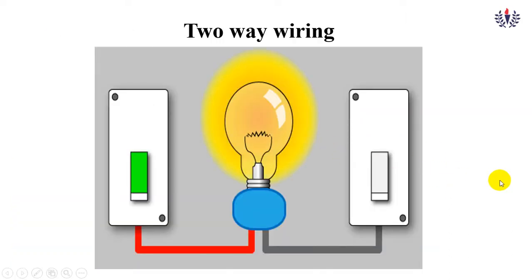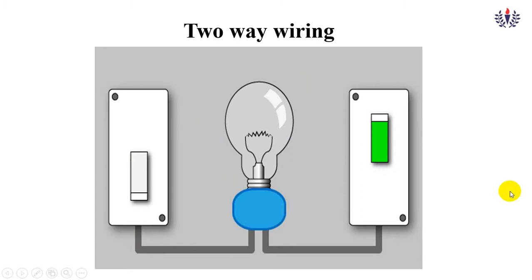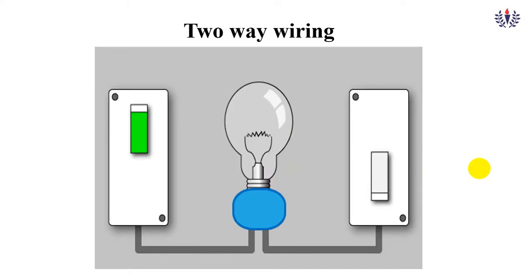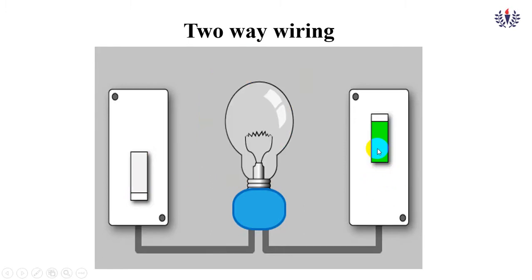I think this type of wiring you might have seen. You switch on when you enter the room and switch off when you are near your bed. So this is the two-way wiring. How is it possible? How can we do it? That we are going to see. So one place we can switch on, and at another place we can switch off. How that is possible, we are going to see.